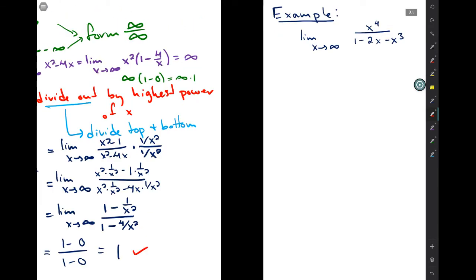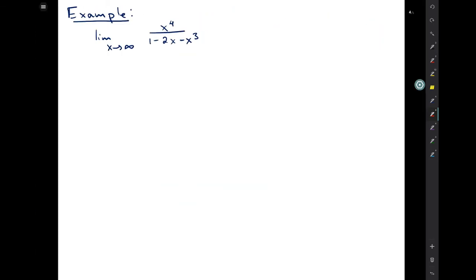All right, let's see another problem. So here we have the limit as x goes to infinity of x to the 4th over 1 minus 2x minus x cubed. Again, we'll evaluate what type of limit this is. The top goes to infinity, and on the bottom I have 1 minus infinity minus infinity. So the bottom has the form infinity over negative infinity. So this is, again, infinity over infinity. I'll start with the factor and cancel method.